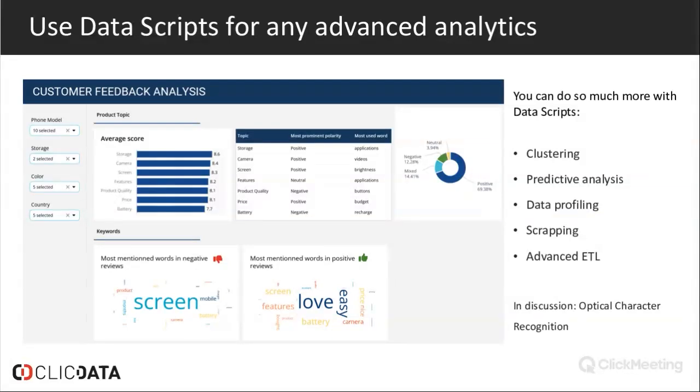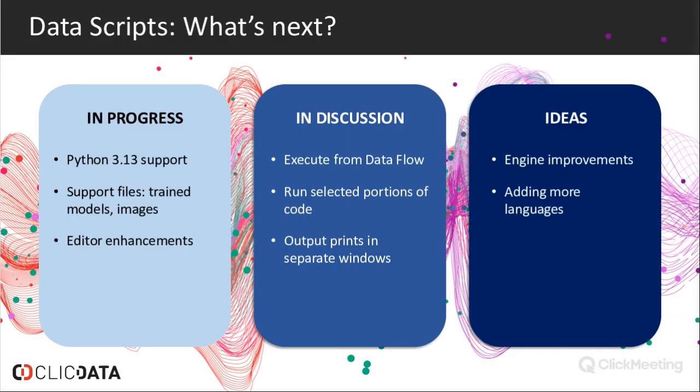In discussion, I have also put something about optical character recognition. And that brings me to the last part, what we have planned for the roadmap. Because for now, as you saw, we can use ClicData datasets, but maybe soon we will be able to use different types of file also. Let me show you what we have planned for the next months.